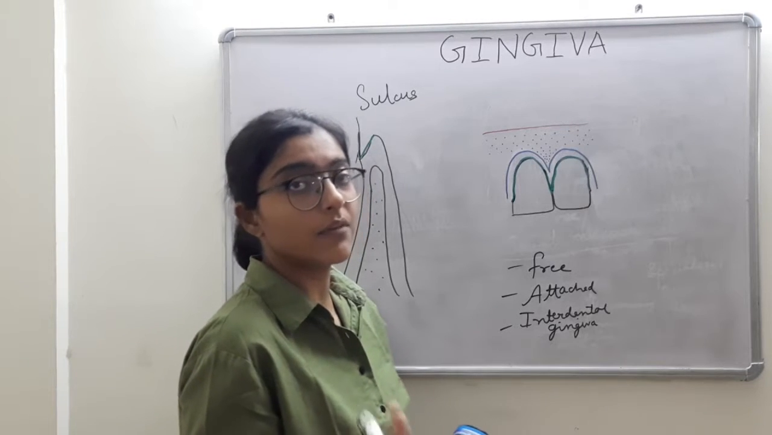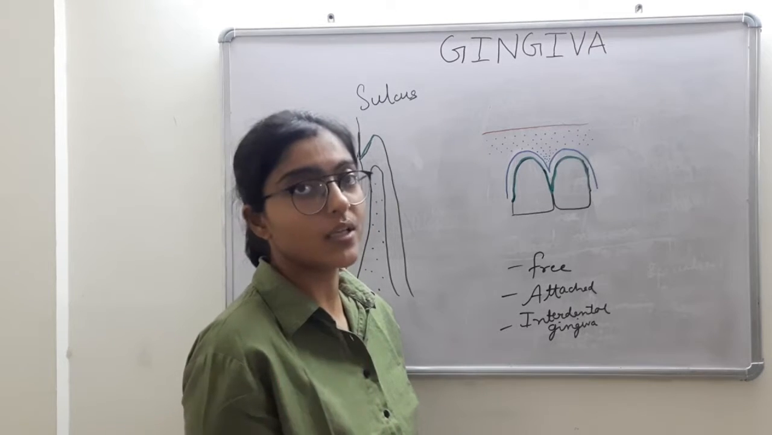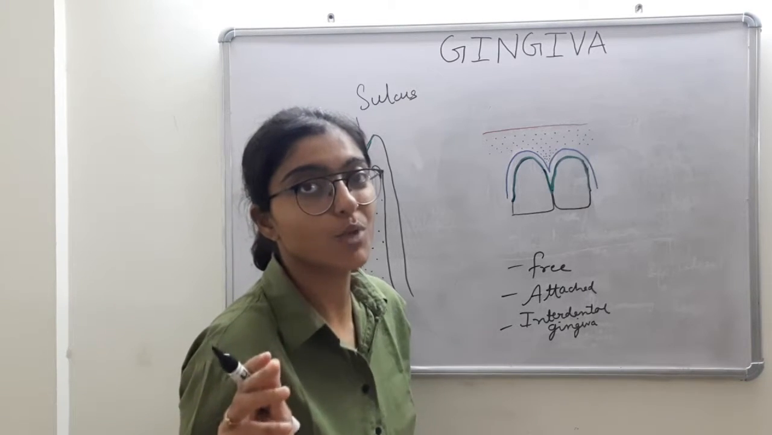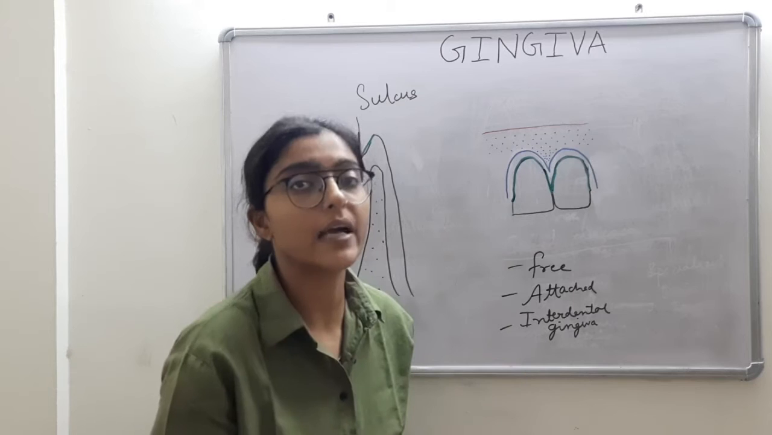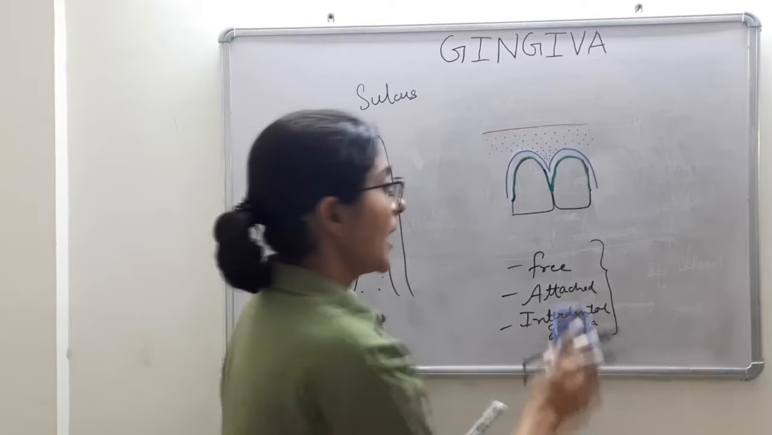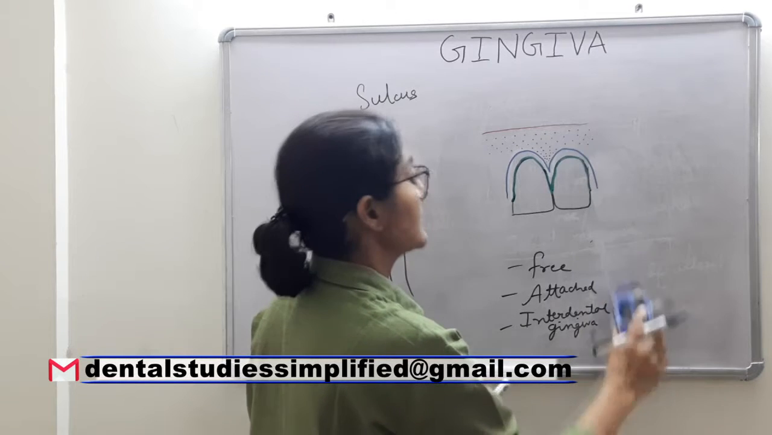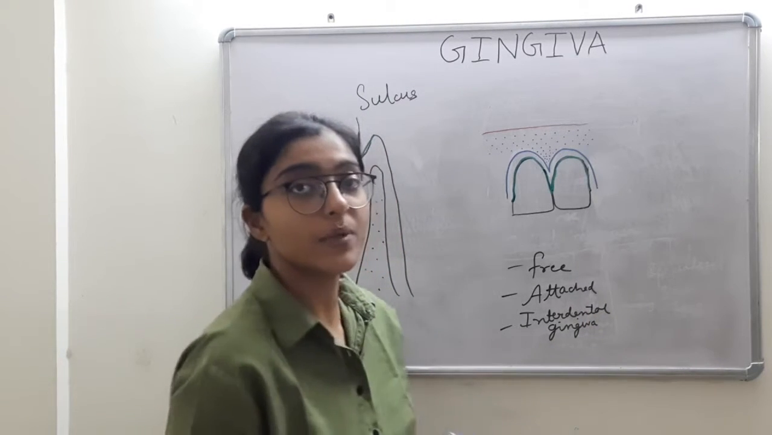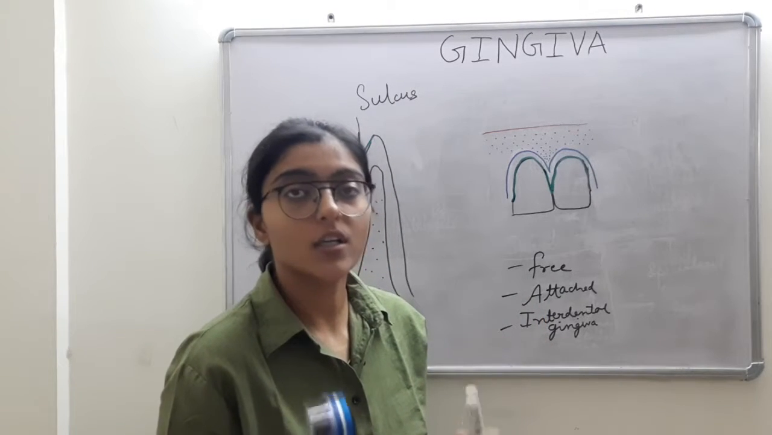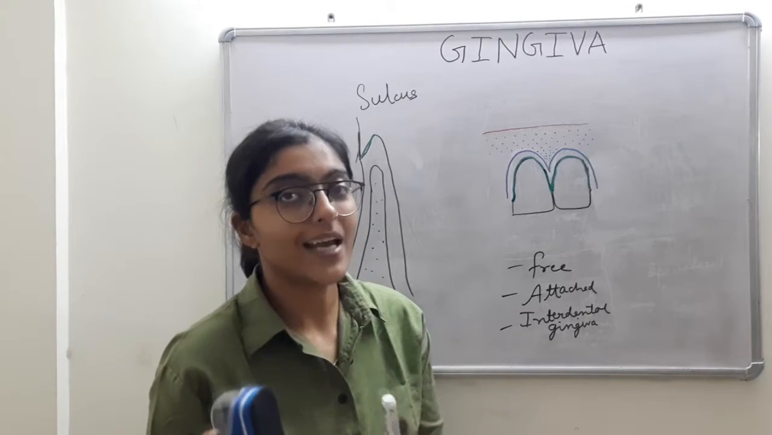Some complete the definition of gingiva as surrounding the neck of the teeth in a collar-like fashion. Please don't complete the definition of gingiva like this, because the only portion of gingiva which is in a collar-like fashion is free gingiva. That terminology does not apply to the entire gingiva, because gingiva is made up of these three things. So when we discuss free gingiva, it should be mentioned that free gingiva is the terminal edge or border of the gingiva in a collar-like fashion.